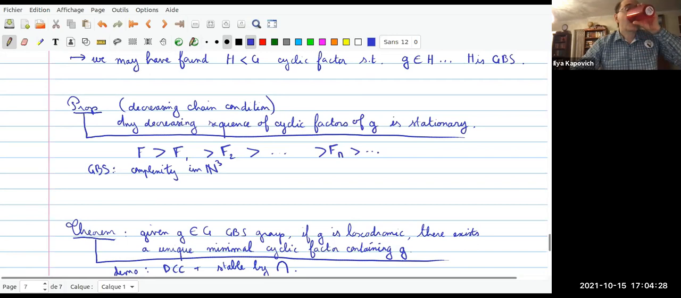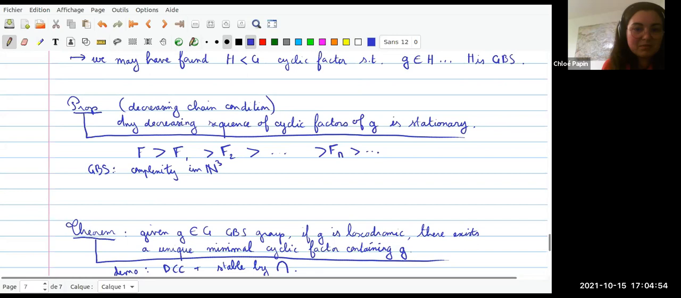I actually had a few questions. About the complexity of these algorithms, can you say anything at all? For example, just the main algorithm for deciding whether or not an element of a GBS group belongs to a cyclic factor. I haven't studied the complexity, so I don't know. It's a good question, but I haven't studied it yet.